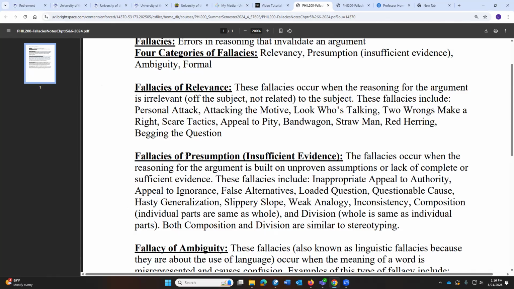The other one we're going to spend a lot of time with today are the fallacies of presumption or insufficient evidence. We come to a conclusion without the right amount of evidence, and we end up assuming. Remember when we talked about assumptions, they're not a good thing to do. So we end up assuming something is the case or presuming something is the case when it really isn't. These fallacies occur when the reasoning for an argument is built on unproven assumptions.